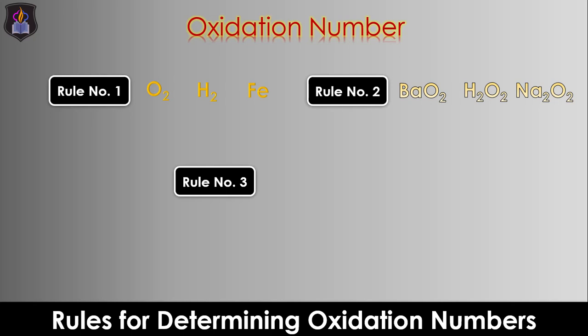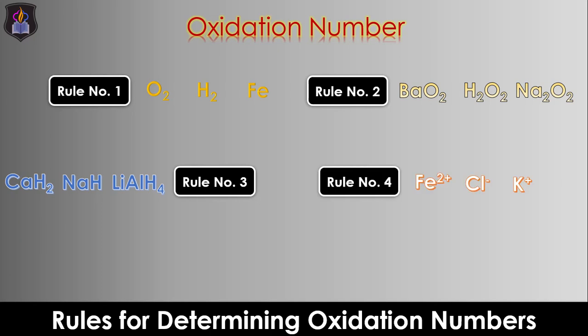Rule number 3. The oxidation number of hydrogen is +1 in all compounds. I repeat, the oxidation number of hydrogen is +1 in all compounds except in metallic hydrides, where it is -1. Metallic hydrides are compounds formed when hydrogen combines with metals. Examples are calcium hydride, sodium hydride, and lithium tetrahydridoaluminate(III). In the presence of these metals, hydrogen acts as a typical non-metal and gains electrons to form hydride ion.